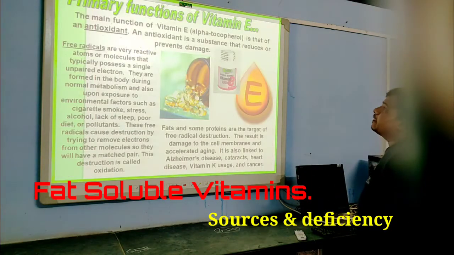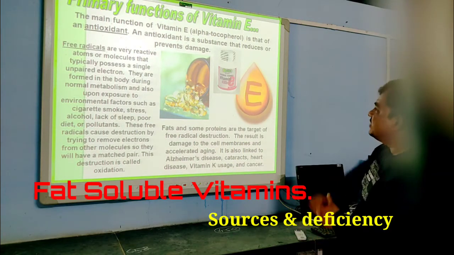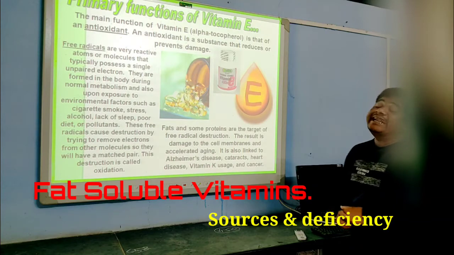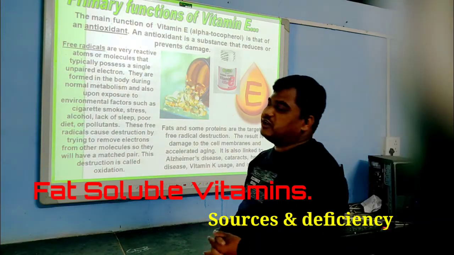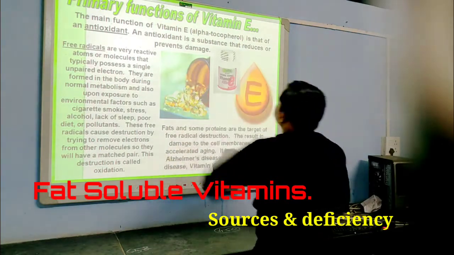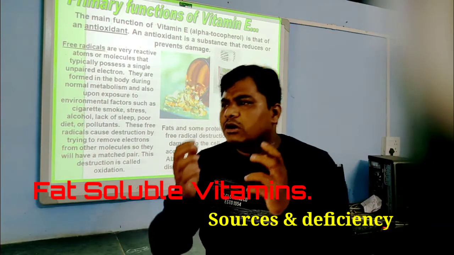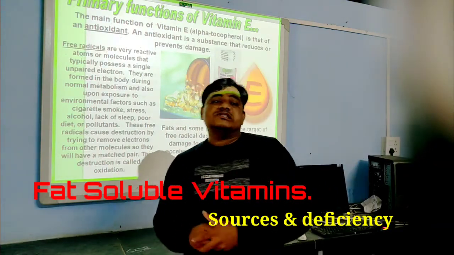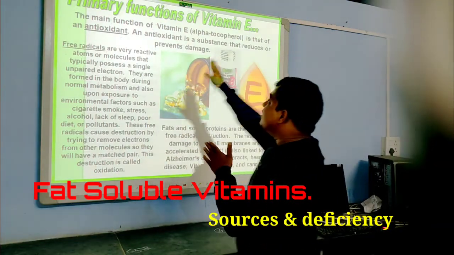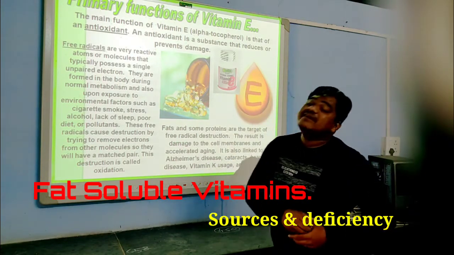Okay, now the main function of vitamin E, that is alpha tocopherol, is that of an antioxidant. Here, antioxidant. And again, an antioxidant is a substance that reduces or prevents damage. How are antioxidants helpful? Because an antioxidant is a substance that reduces or prevents damage.